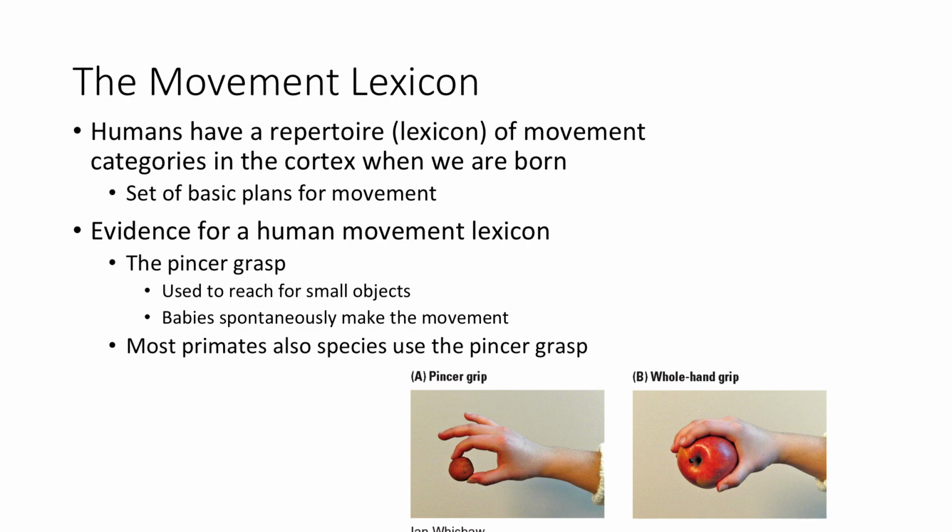Okay, so humans actually have something like a lexicon or kind of like a repertoire of movement categories in the cortex. For example, most people reaching for a small object will use variations of what we call the pincer grip, as you can see right here. So we use our thumb and any other finger, most often this finger, to grab something that's small.